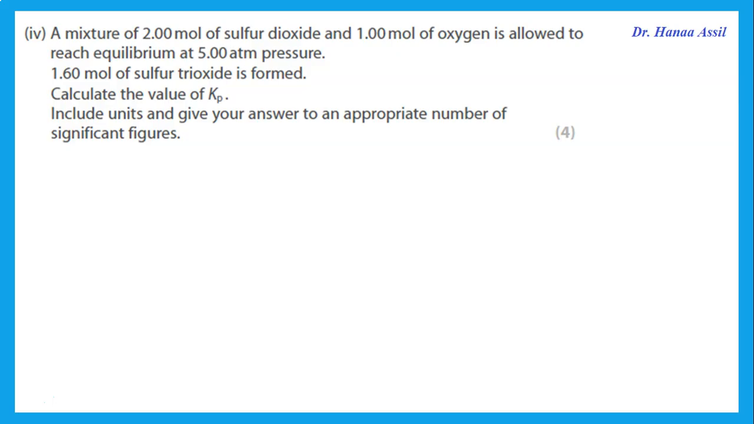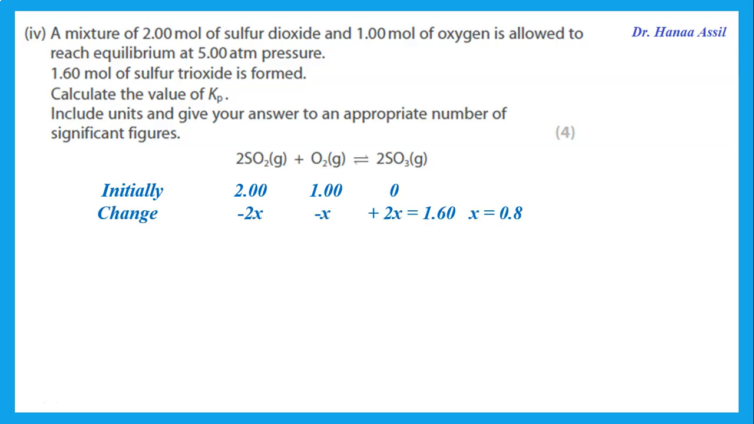Usually when we have a question like this, we do what we call the ICE chart. So initially, what did we have? Initially, starting at the beginning, we had 2 mole of sulfur dioxide, 1 mole of oxygen, and nothing of the SO3. Then what would happen? What would be the change? Remember that the change has to do with the coefficients. So 2SO2, that means I'm going to react 2x of what we started with, and I'm going to react x of the oxygen to give 2x of the SO3.